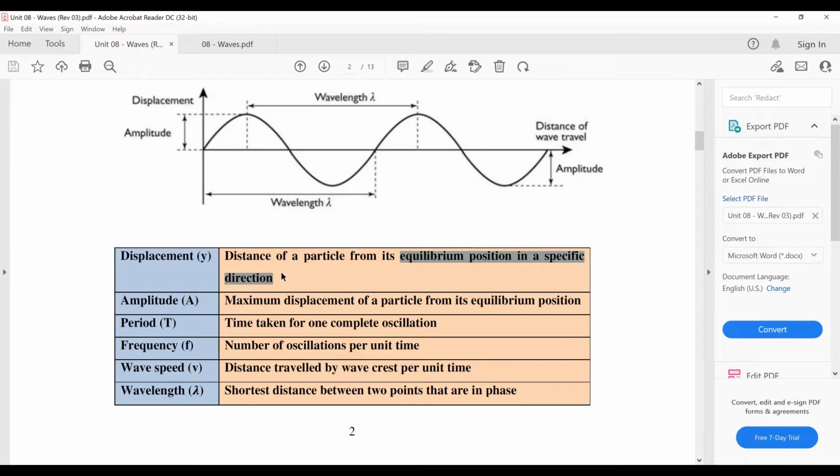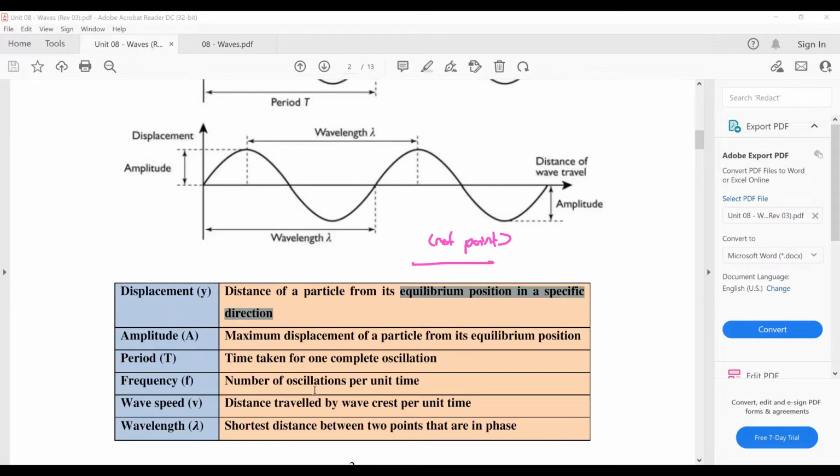If you've learned kinematics already, you would have learned displacement as distance from a reference point in a specific direction. For the wave chapter, you're actually modifying the definition for displacement a little. You just change the reference point to the equilibrium position. Then you have another term called amplitude. Amplitude is simply the maximum displacement of a particle from its equilibrium position.